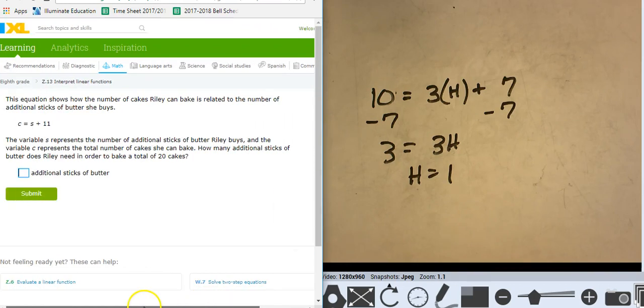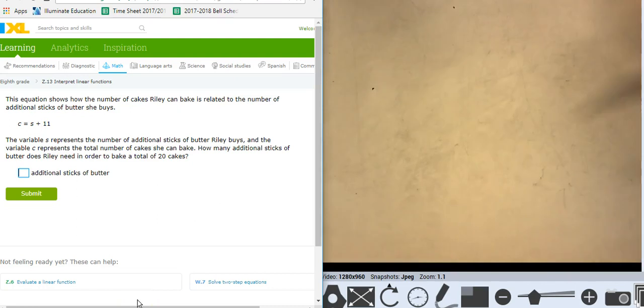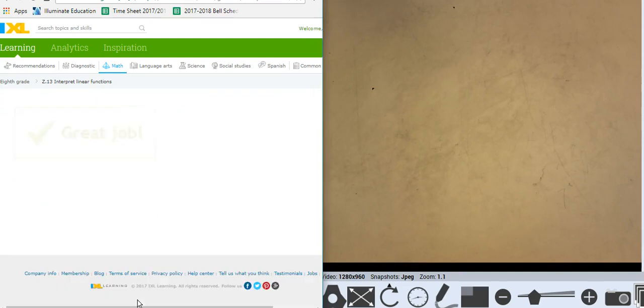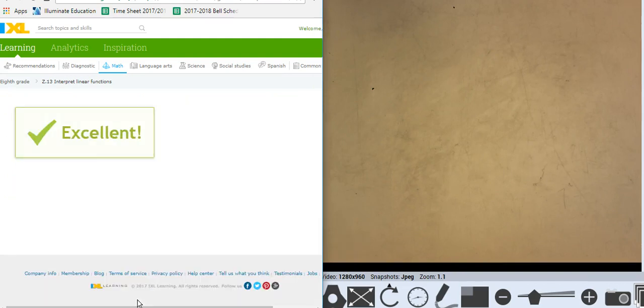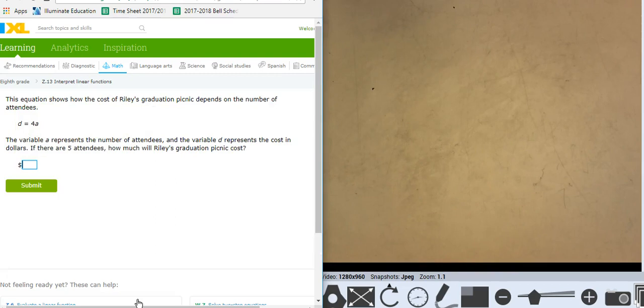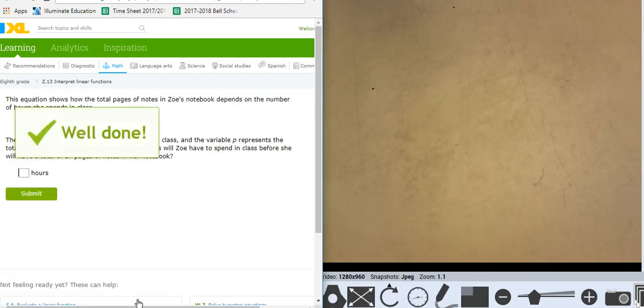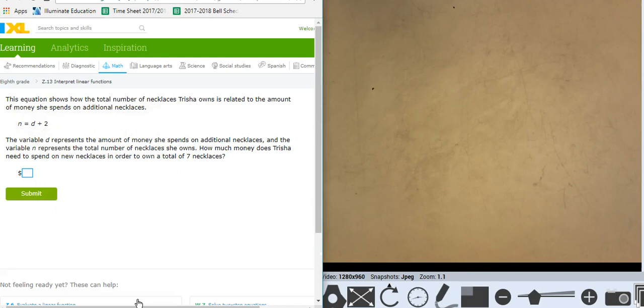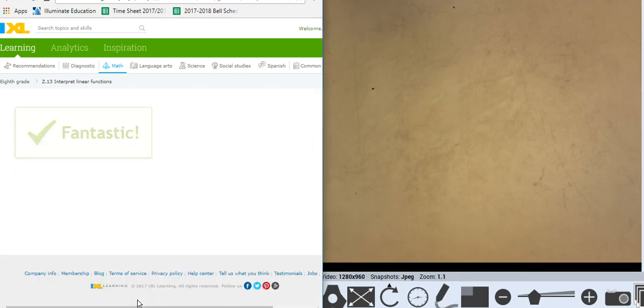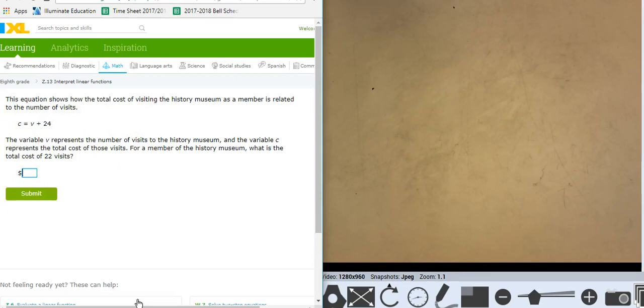Okay, so how have I done so far? I'm up to a 64. Are these going to get more challenging? Let's just keep going. I'm going to do this in my head. 20 cakes, that's going to be a 9. 1 hour is going to yield 16 kilograms. I'm just trying to see if they get hard. 5 attendees means $20. 17 pages, 3 hours. This is still straightforward. 7 necklaces, that gives me a 5. 22 visits is going to give us 22.46.